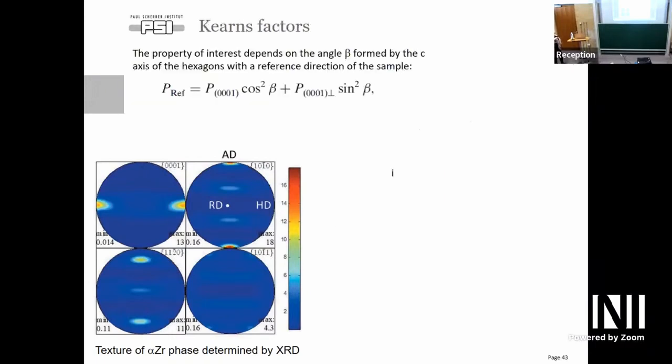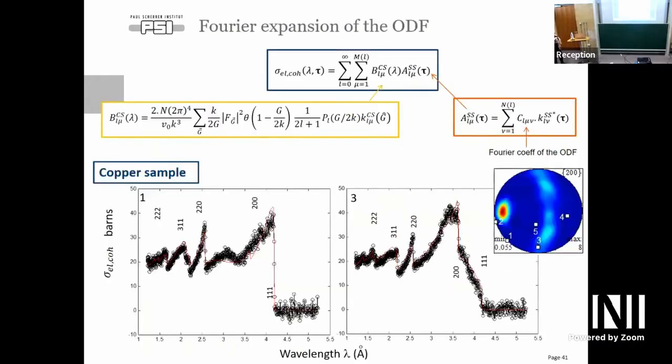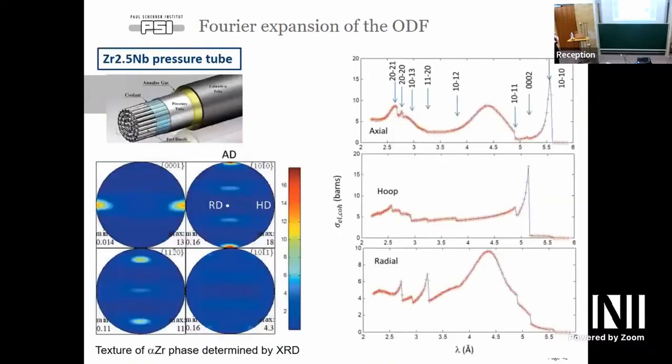In particular, I need to go back for a second to this expression. Basically, the holy grail here is trying to deconvolute this term here, which are the Fourier coefficients of the object. So the overall idea is trying to fit these coefficients from the experimental data. That's the whole idea of the approach.